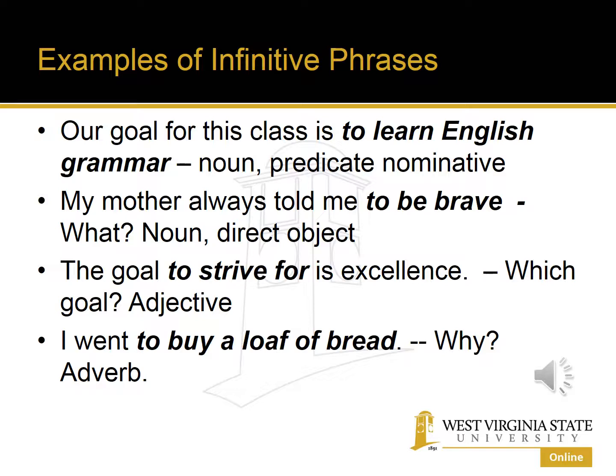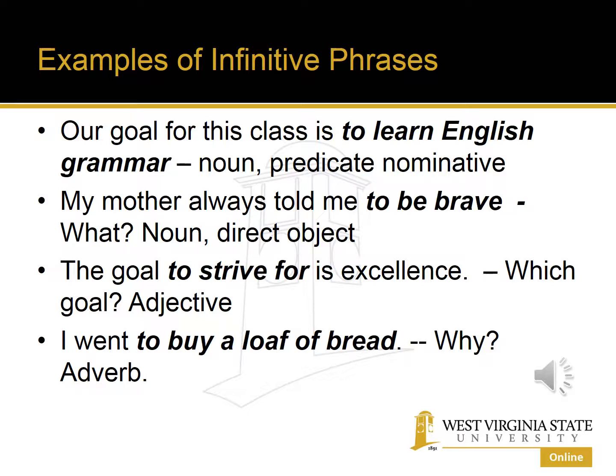Let's look at the second example. My mother always told me to be brave. Who's the subject of the sentence? Mother. What is the verb of the sentence? Told. What did my mother tell? She told me, which is an indirect object. And what did she tell me? To be brave. Brave is the direct object of the verb to tell or told. She told me what? She told me to be brave. So the infinitive phrase to be brave is functioning as a noun, which is also the direct object in the sentence. It's the direct object of the verb told.